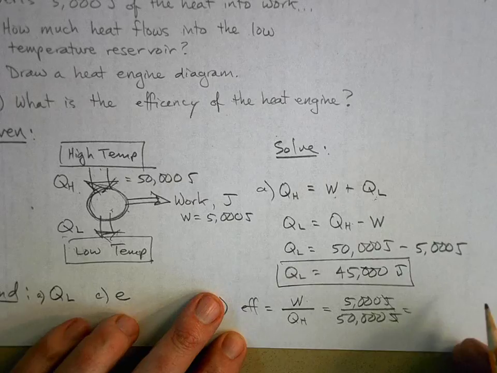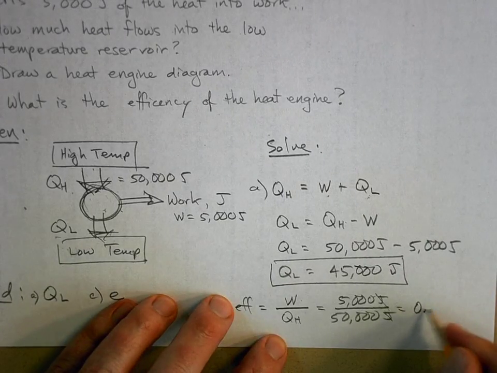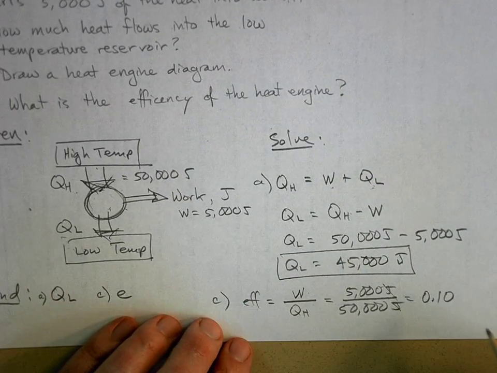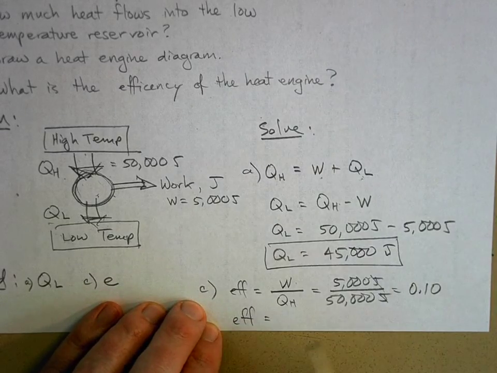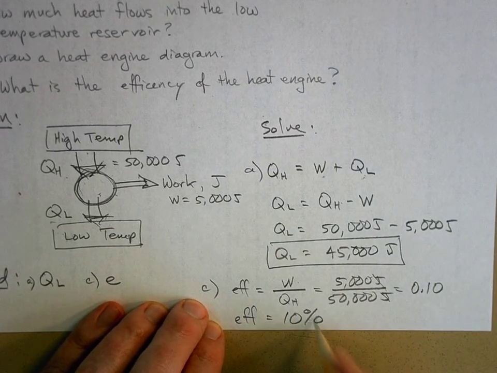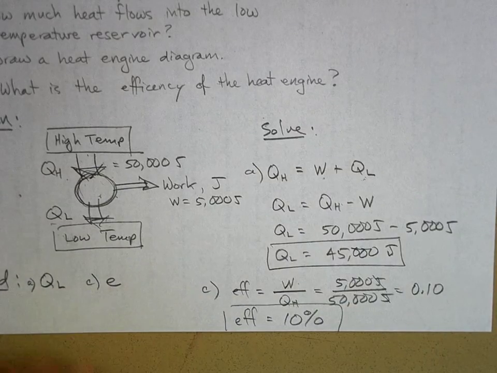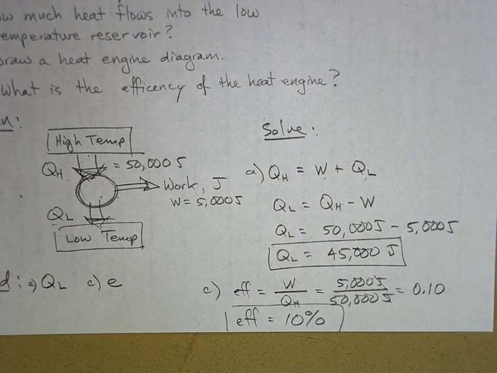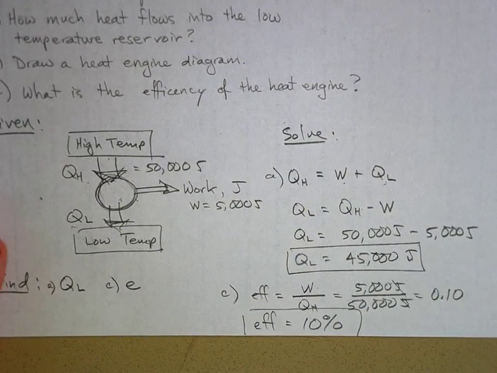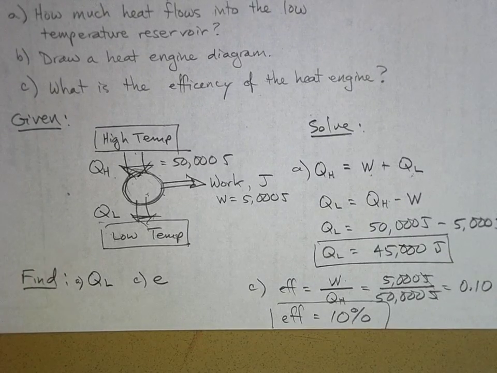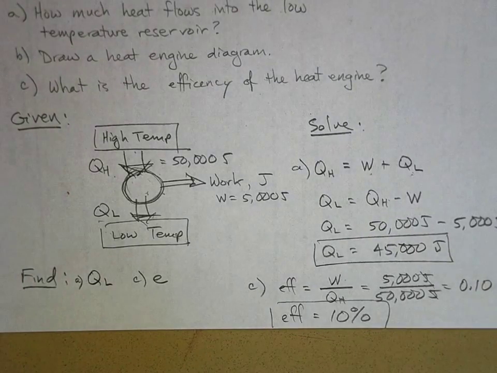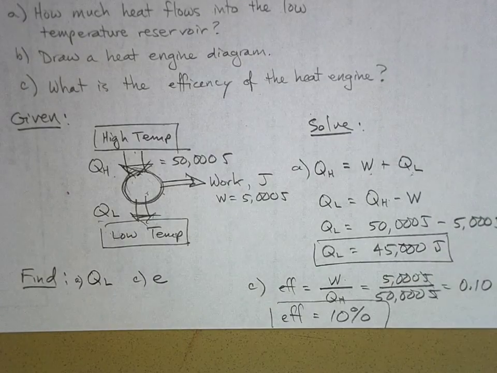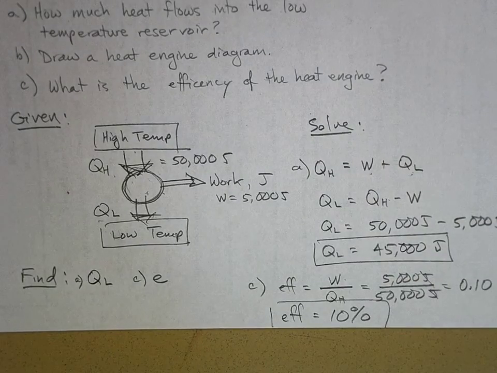Well, 5,000 divided by 50,000 is 0.10. And if you want to express that as a percentage, the efficiency is 10%. Okay? So it's only turning 10% of the heat into useful work. The rest of it's wasted. And that isn't all that untypical of a heat engine. Let's zoom out.